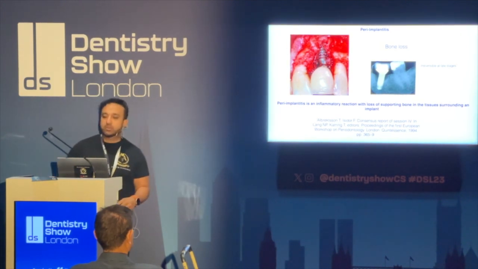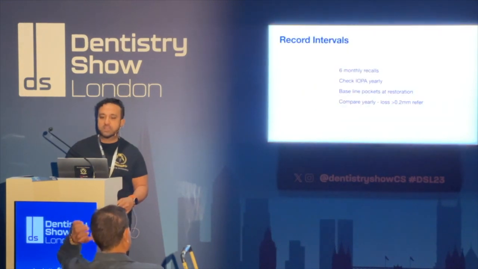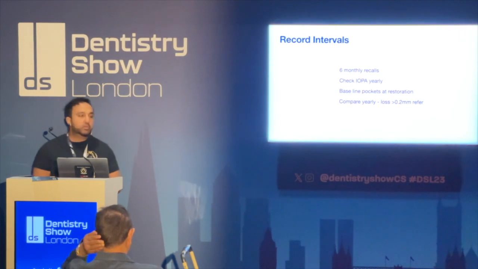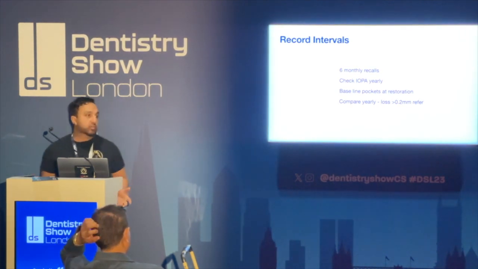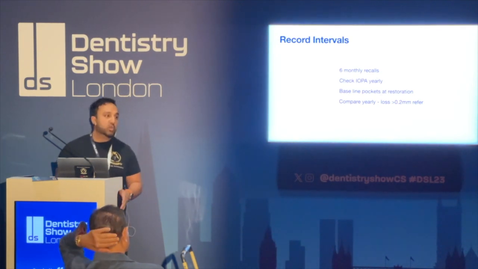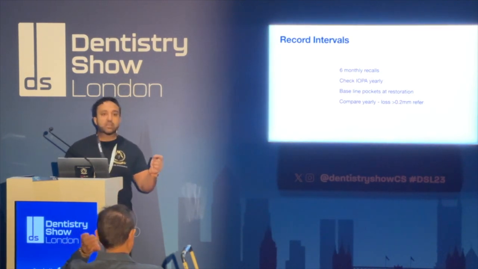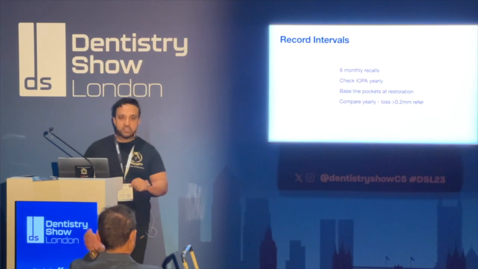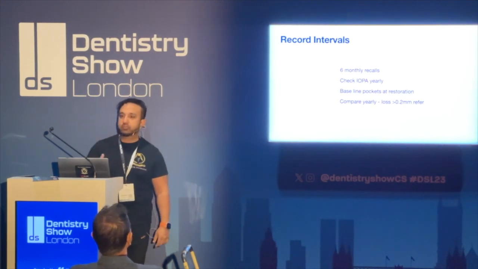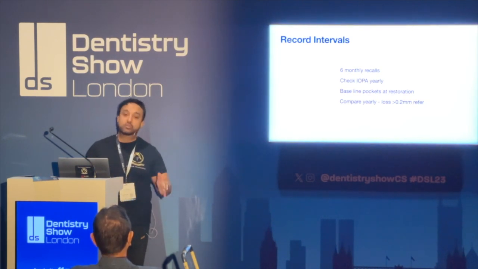So that's how we deal with peri-implantitis, but I go into that in quite a lot of detail in my courses. So what do we record, and how often do we record them? We recall implant patients every 6 months to a year. In my implant practice, because I'm purely implant, I will see all my implant patients once a year for a recall, and that's outside their normal general practice appointment.